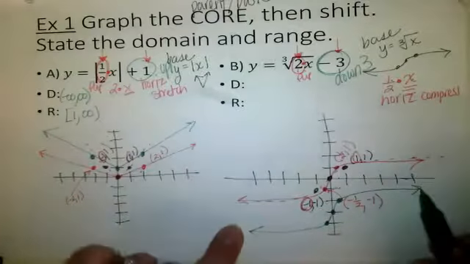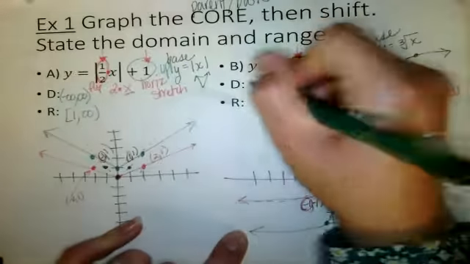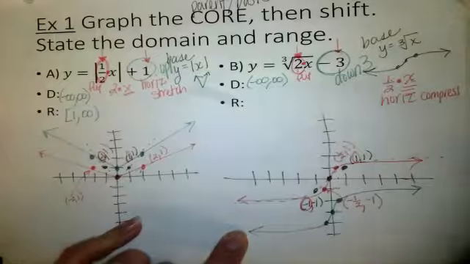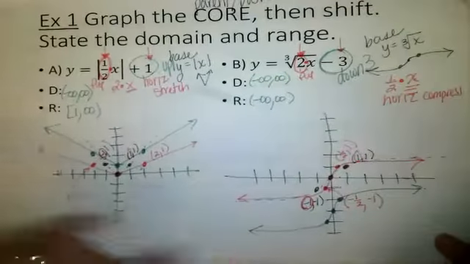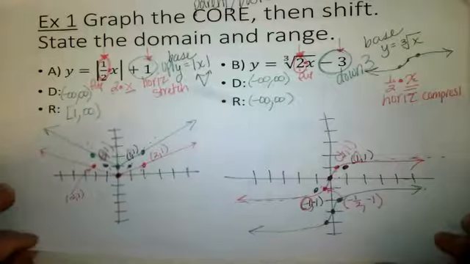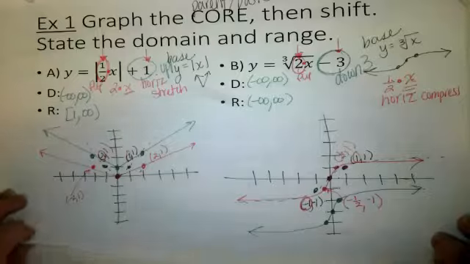Looking at the green graph, what's the domain? How far left and how far right does it go? Infinite. Forever to the left and forever to the right. What's the range? Yep, forever low and forever high. Do you guys have questions so far? Everything with x is flipped. That's what we have to remember.